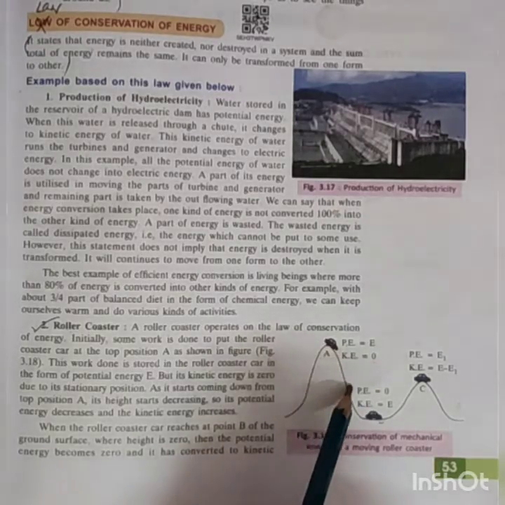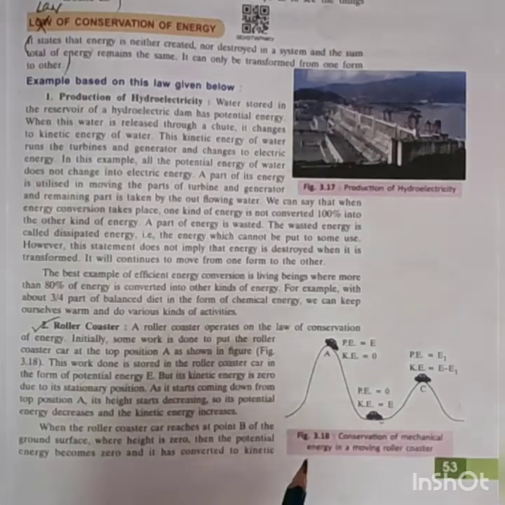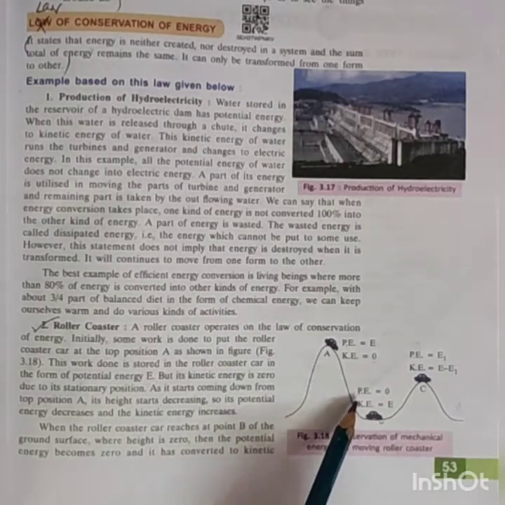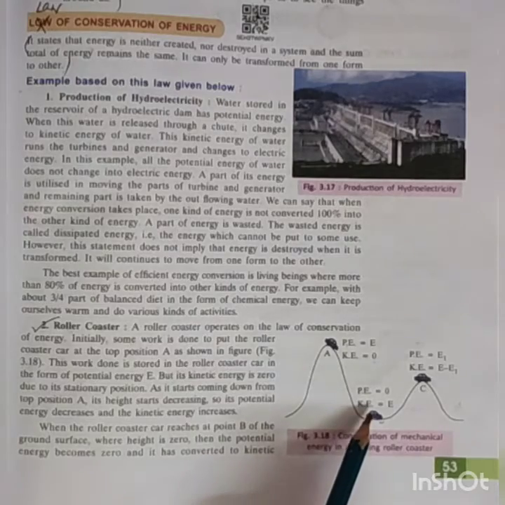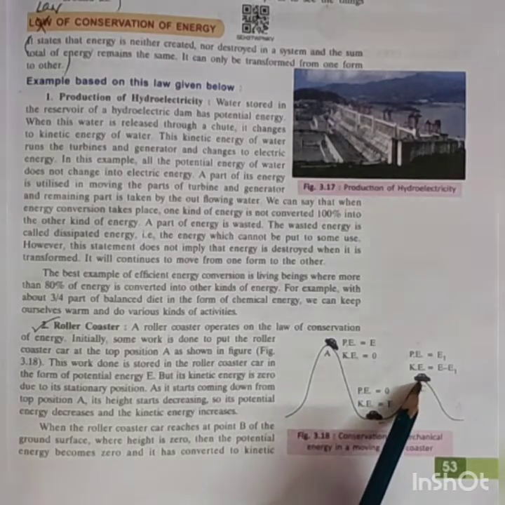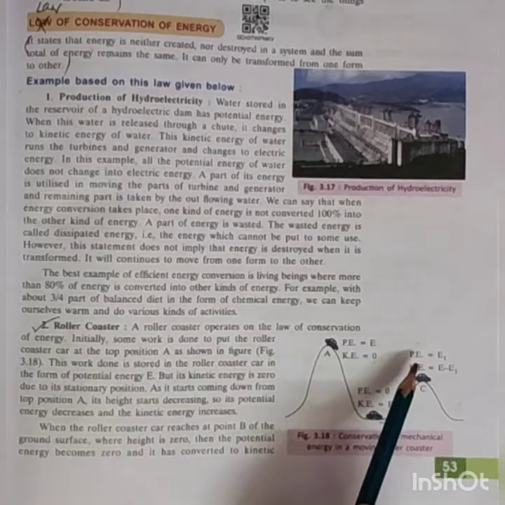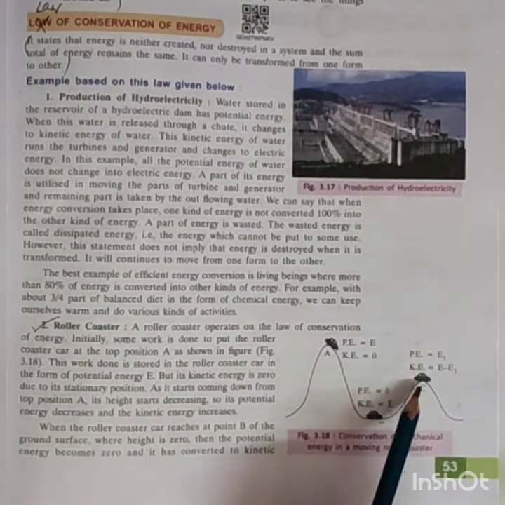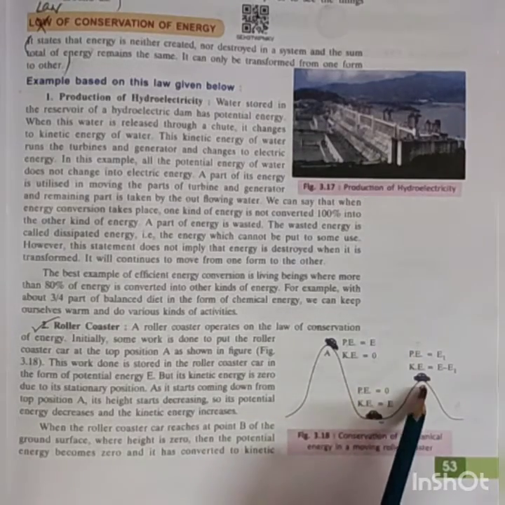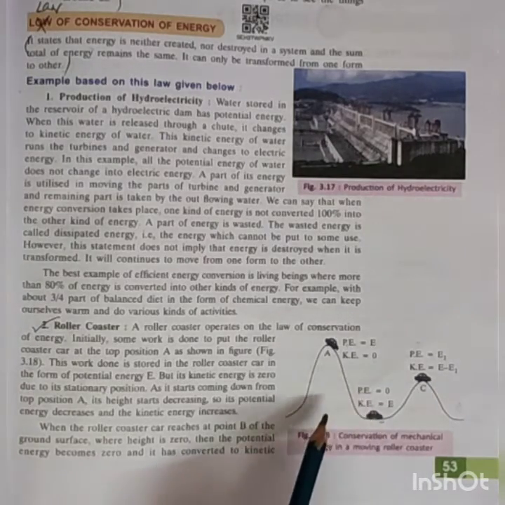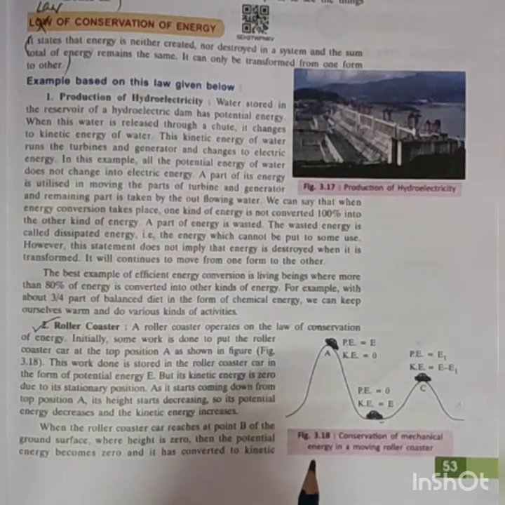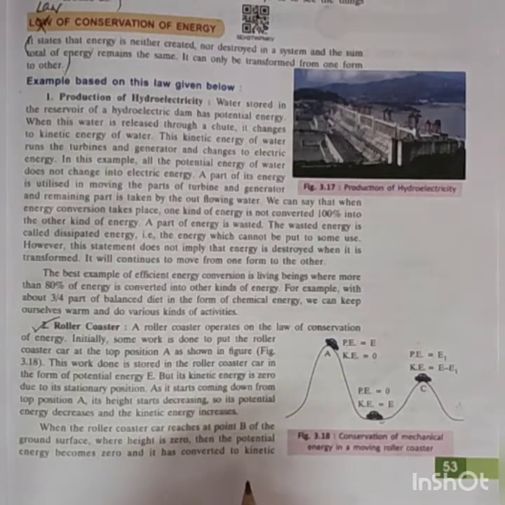So when it starts moving in this direction, what happens? The potential energy becomes zero and the whole energy becomes kinetic energy. When it again moves up, the potential energy will be U1 and the kinetic energy will be E minus U1. So only the forms of energy change and the total energy remains constant. They want to explain this, so please go through these examples very well. You will understand well.